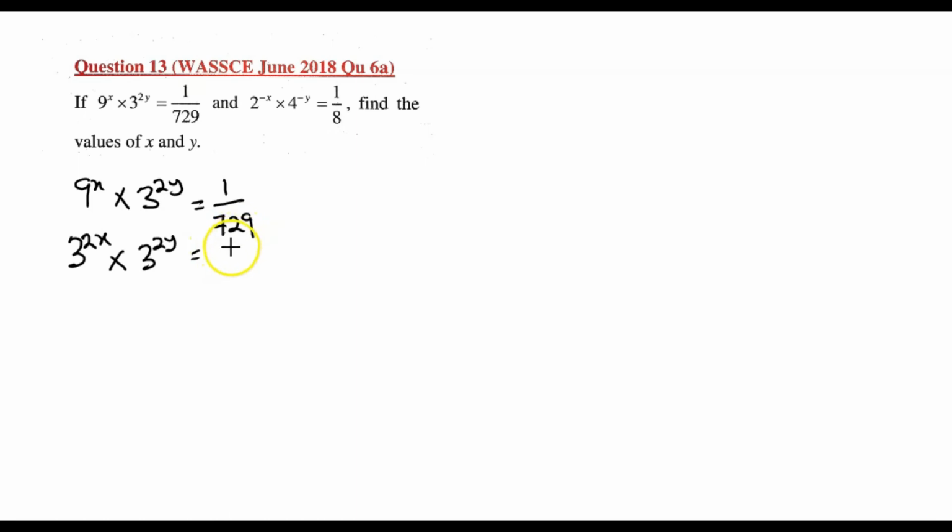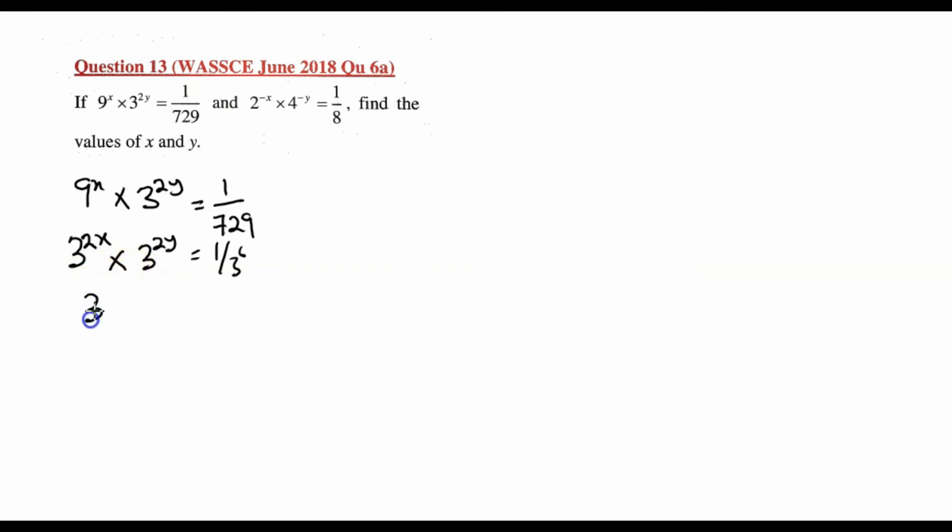729 in terms of a power of 3, what is it actually going to give you? It is the same as 3 to the power 6. So this is the same as 1 over 3 to the power 6. Now the bases on the left hand side are the same, so we can work with the powers, and since they are multiplying, putting the powers together goes with addition.